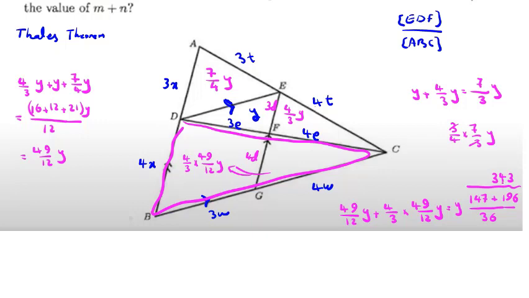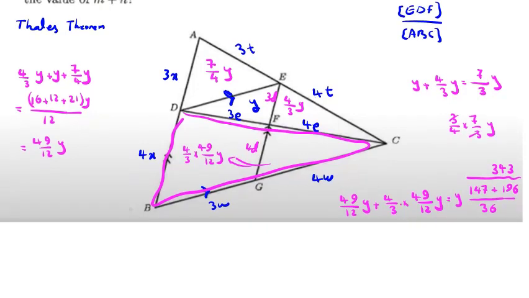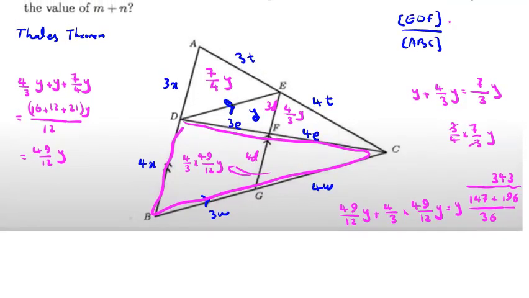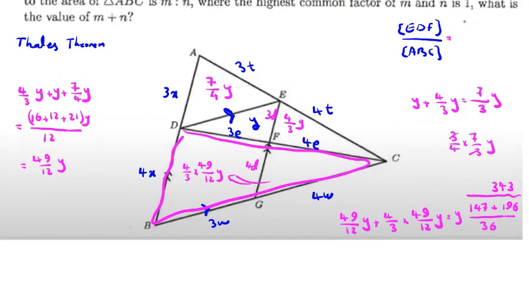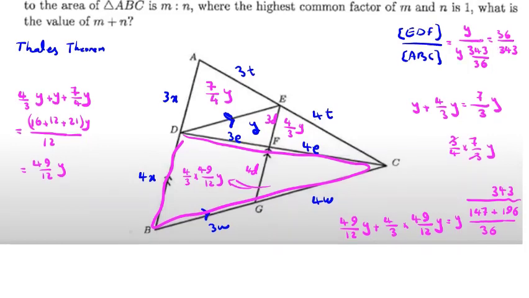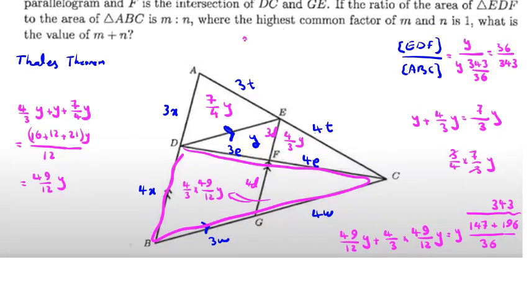So the problem says divide this by this. The numerator is y, the denominator is y, 343 over 36, and it will be 36 over 343. The problem says find the sum of them. So 36 plus 343 equals 379. So the answer of this problem is 379.